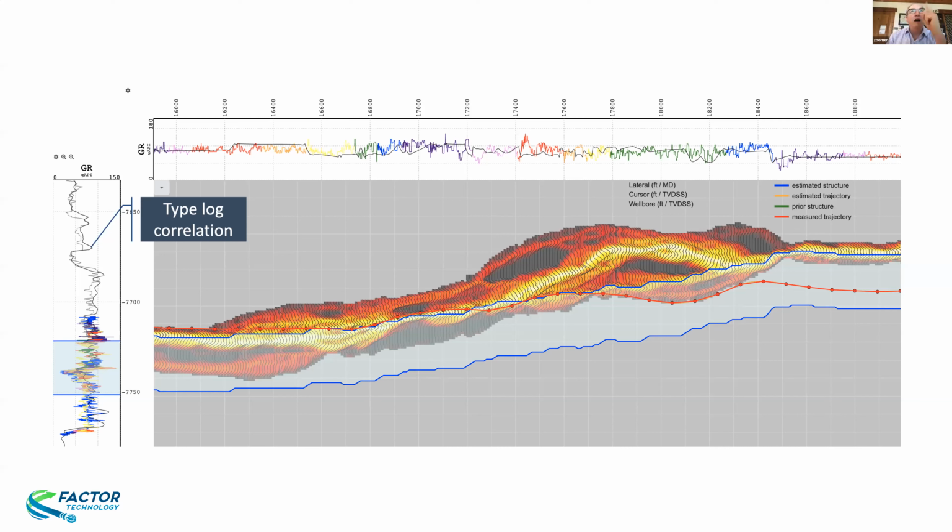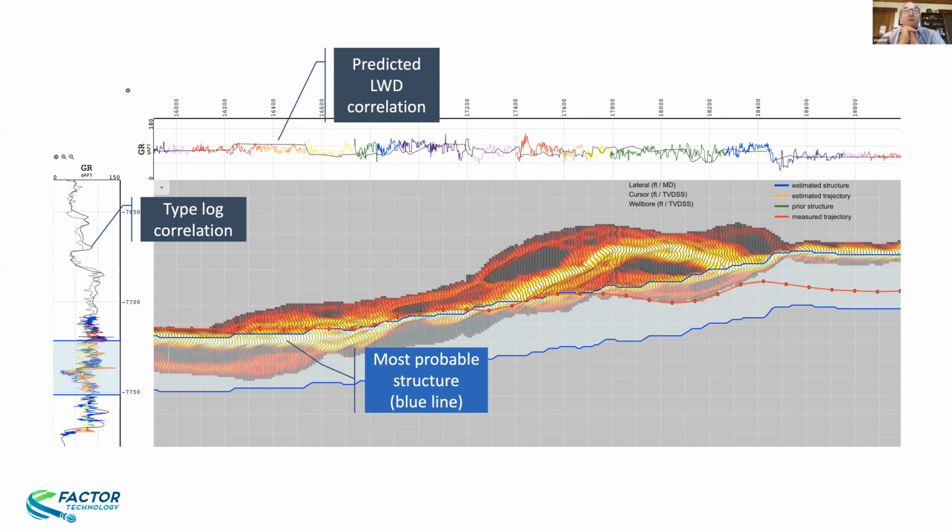And then along the top, we draw the LWD correlation and the LWD log, and superimposed on that, we draw a correlation that I'll tell you about in a second. And this blue zone is our computed geologic structure. This is the estimate of the most probable geologic structure that you're drilling through. And keep in mind, this is computed in real time as we're marching along.